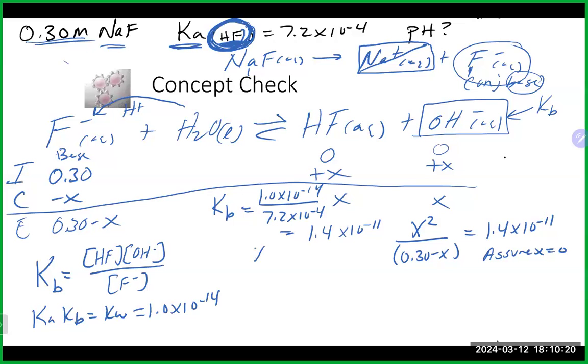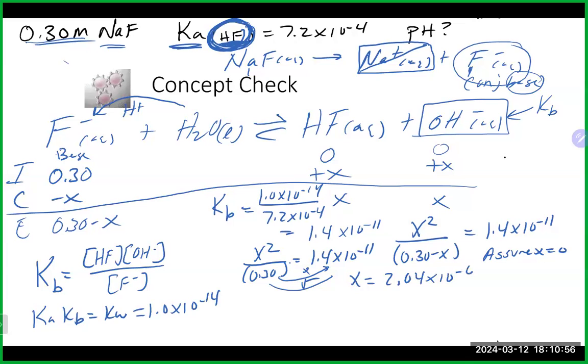And that's going to give us x squared divided by 0.3 equals 1.4 times 10 to the minus 11. We're going to multiply the 0.3 to the other side and also take the square root of it. So we'll do that times 0.3, a little square root action. And that's going to give us an x value here of 2.04 times 10 to the minus 6.